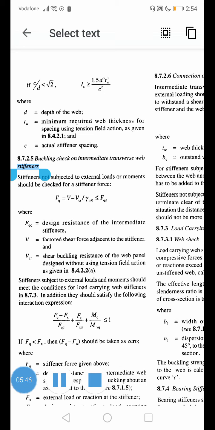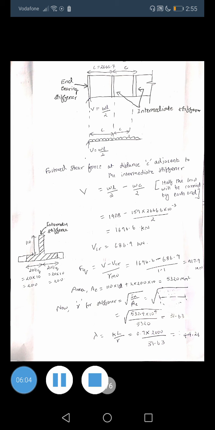Now what is FQ? FQ equals V minus VCR by gamma m naught. VCR is the value that is obtained by the simple post critical method. Now what is V? V is the factored shear force adjacent to the stiffener. So how do you calculate the factored shear force adjacent to the stiffener?